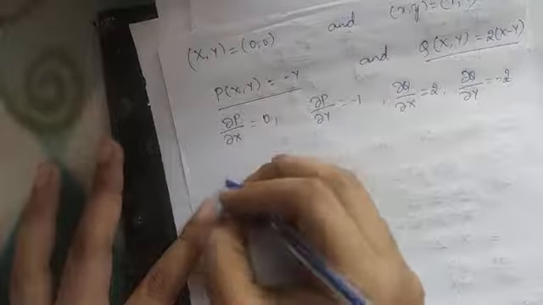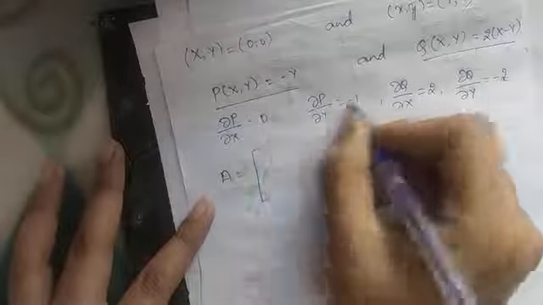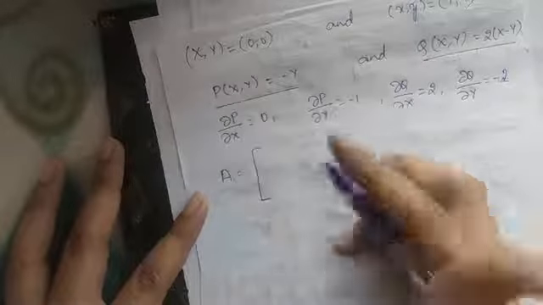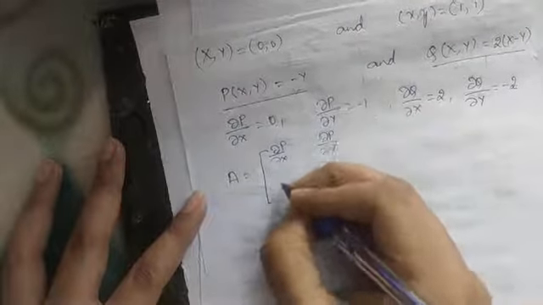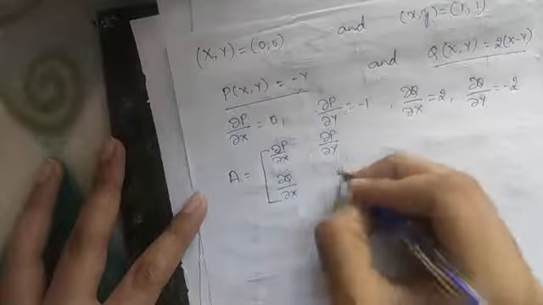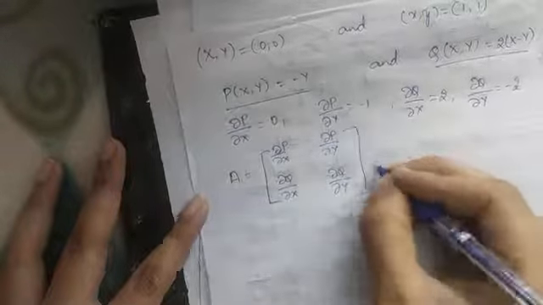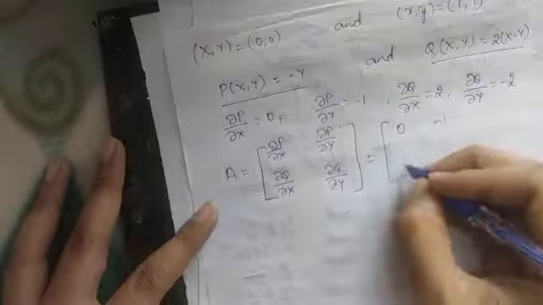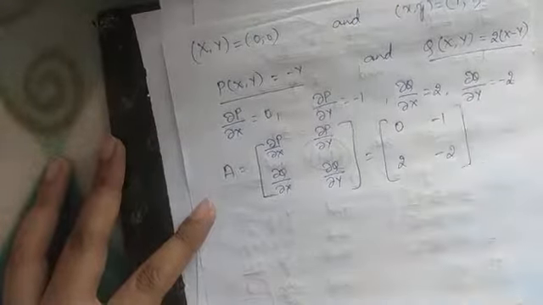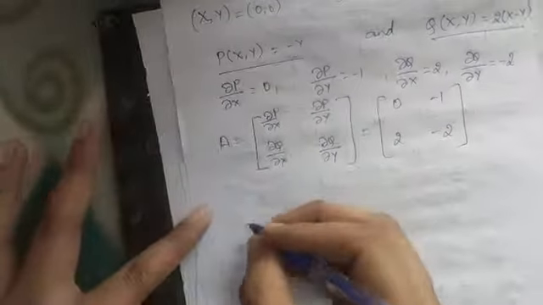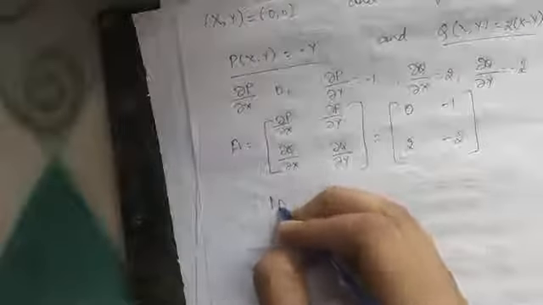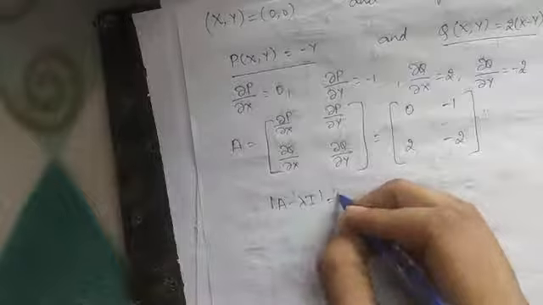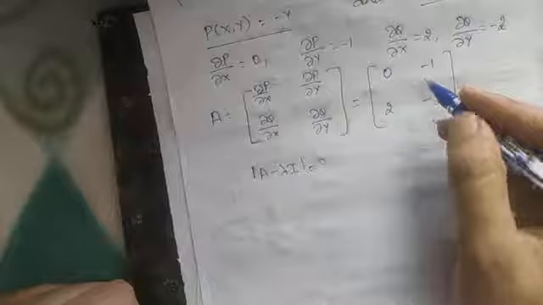So now the matrix A is equal to, from this I will form the 2 cross 2 matrix. This is dou p by dou x, this is dou p by dou y, this is dou q by dou x, this is dou q by dou y. Substitute the values here, you will get 0, minus 1, 2, minus 2. So now in order to find the eigenvalues, I should write a characteristic polynomial, right? That means determinant of A minus lambda I is equal to 0. Now this is my fundamental matrix. You can call this a fundamental matrix now.